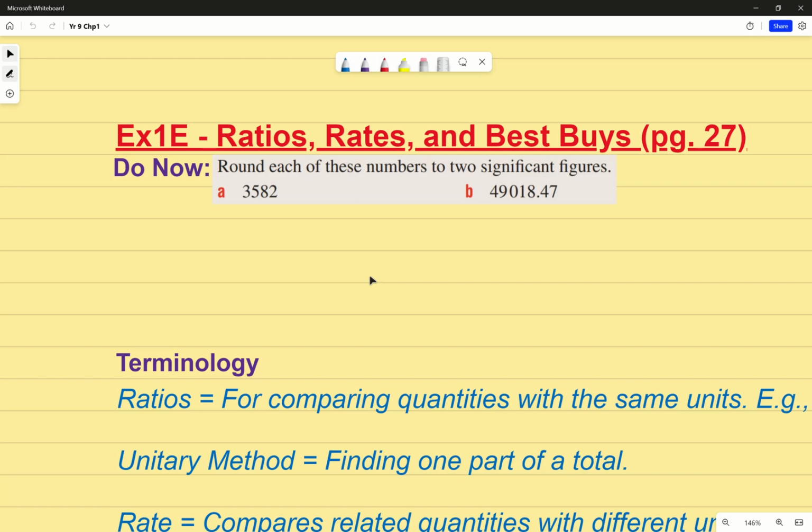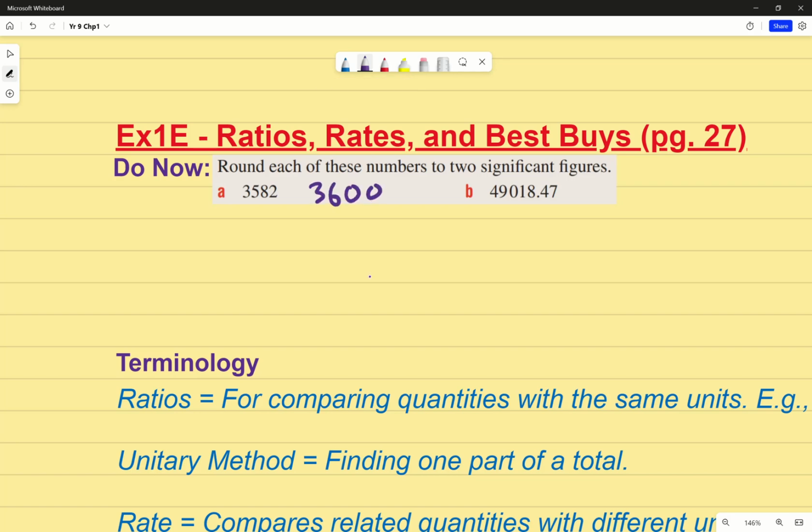Round each of these numbers to two significant figures. Remember, if it's two significant figures, we want everything else to be 0 except for those two figures. So 3 and 5 are going to be the first two digits. The digit after that is an 8. 8 means we round up, so that means we write 3600.